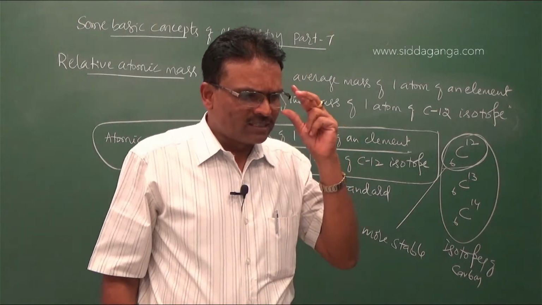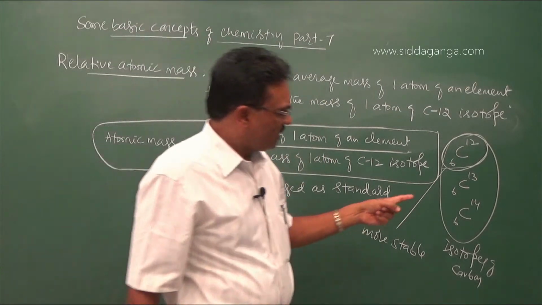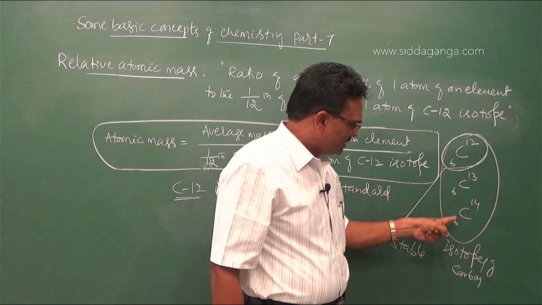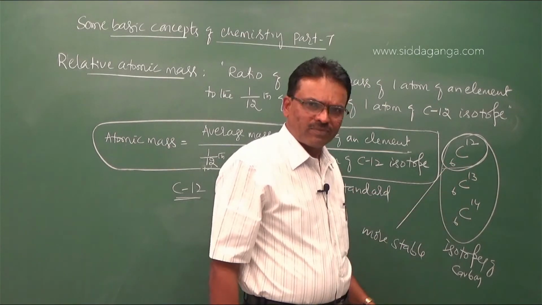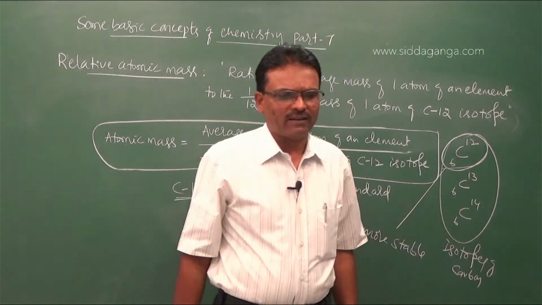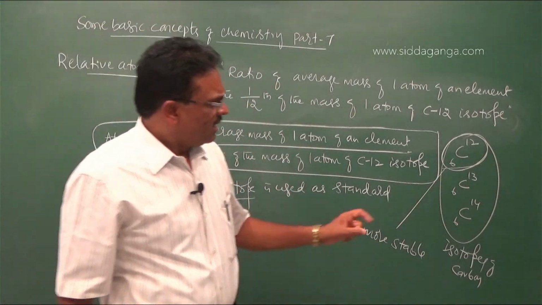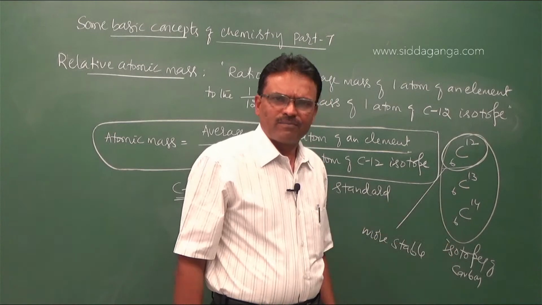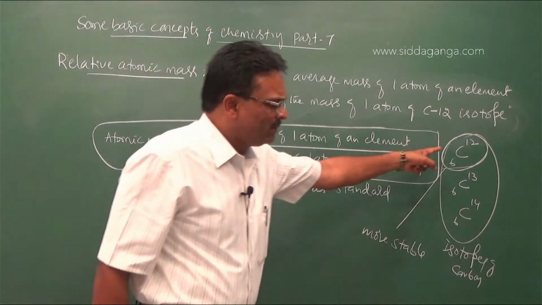Clear? So same atomic number but different mass numbers. So look here, 6, 6, 6. So elements remain same, atomic number same, mass numbers are different. So they are called isotopes. Isotopes are the atoms of same element.